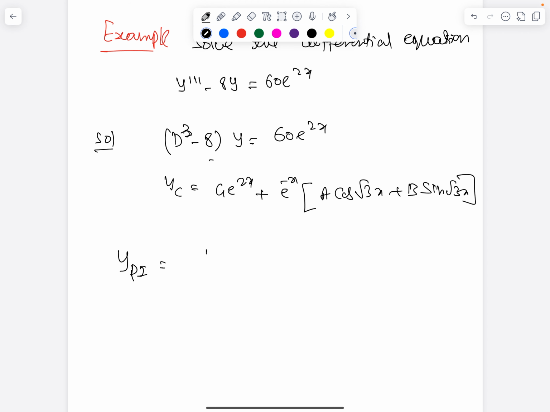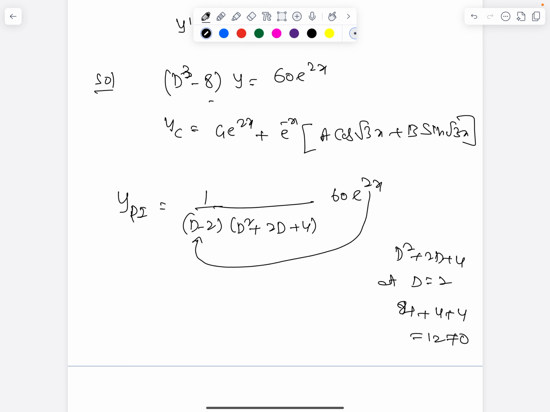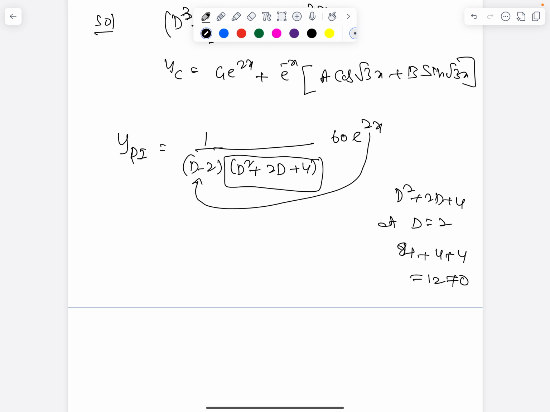y PI is equal to 1 by (d minus 2) into, the other factor being d square plus 2d plus 4, multiplied with 60 e power 2x. You see, the problem is with 2 only in this case. The other factor d square plus 2d plus 4 at d equal to 2 is 4 plus 4 plus 4, which is 12, which is non-zero. Therefore this part is well defined. The only issue is with 1 by (d minus 2). So according to the earlier definition, this is 1 by 12, 60 e power 2x.